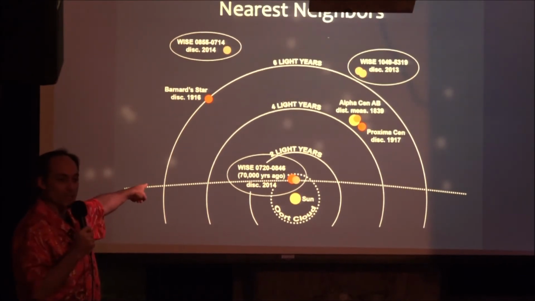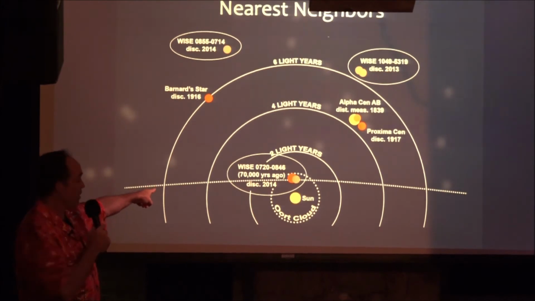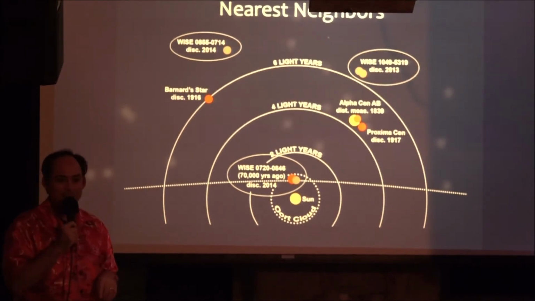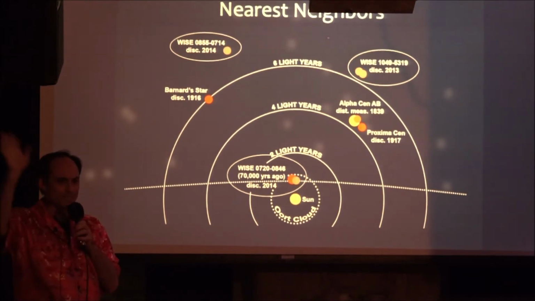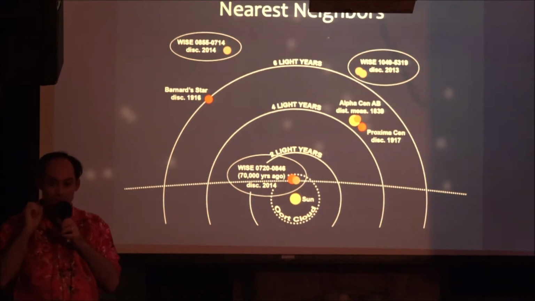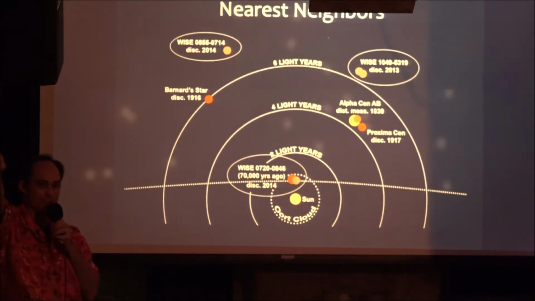Now, if you're looking at WISE 0720 and getting very nervous, because that looks really close, all right? That's where it was about 70,000 years ago. Today, it's about 6 parsecs away. It's much further away. But we know it was that close because right now it's moving almost exactly away from us in a radial direction.